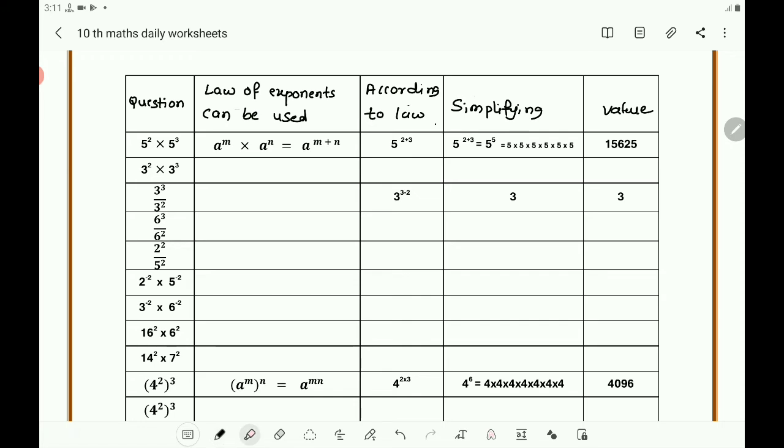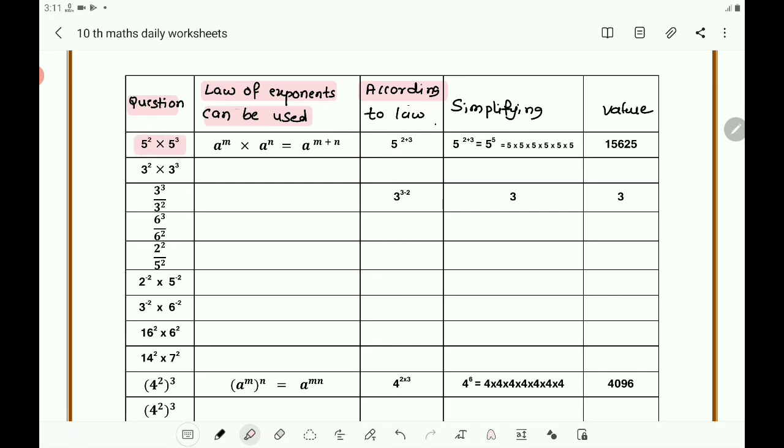First, the question is here. Second, which law is to be used; that you have to mention this way. Next, according to the law, how the question can be converted. Next, the simplification according to the law. Then in the last column, write the values. So the first example is there.